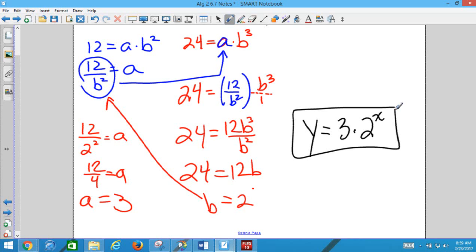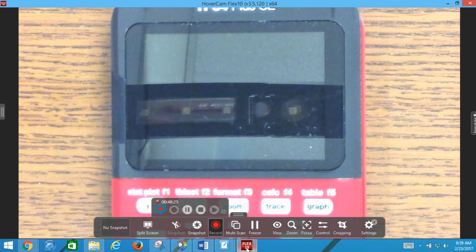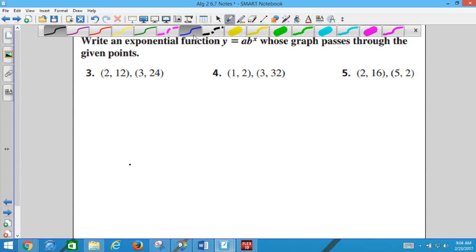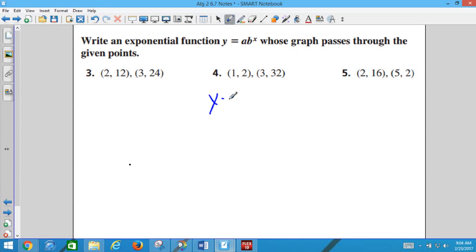Okay, I've got 2 that I want you to try. Maybe you've already worked ahead. I have 2 of them that I want you to try. Oh yeah, we do. When you guys write these answers, this one is y equals half 4 to the x, and y equals 64 half to the x.